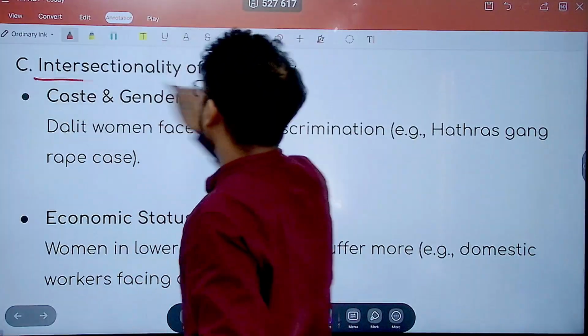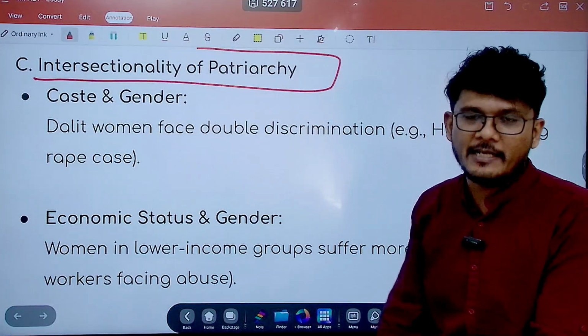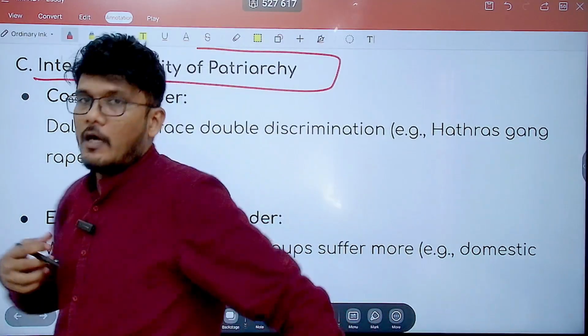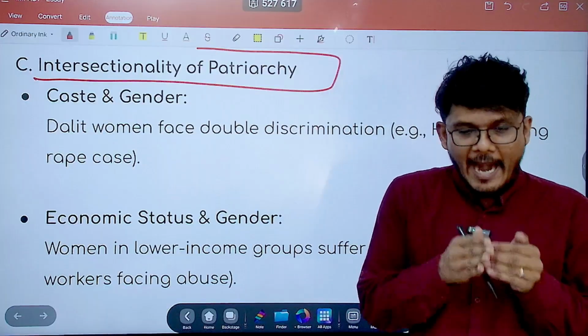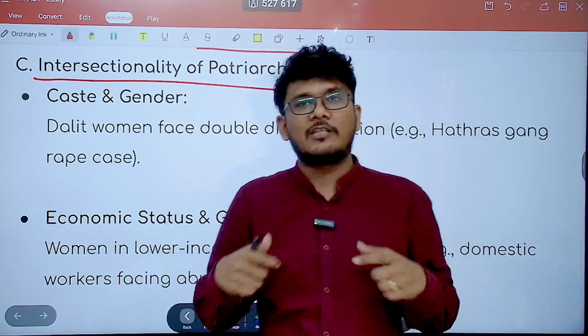Then you have intersectionality of patriarchy. What does this mean? It means that if a female is facing any discrimination with respect to being female, and in addition to that, if something else comes, she will face a double whammy.